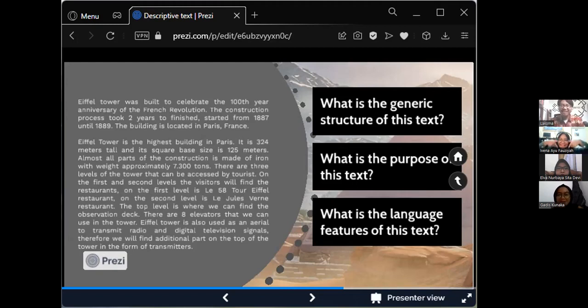Okay, for the assignment, please look for other descriptive texts. It's still about historical places, but in Indonesia. Also, please break down all of its generic structure, social function, and language features, because in the next meeting, we will learn how to make a descriptive text about historical places in Indonesia. And this is an individual assignment. It's okay if you have similar places with your friend, but please don't copy your friend's work.